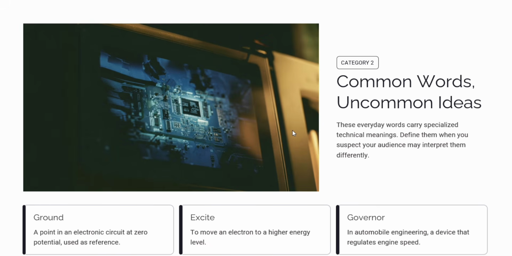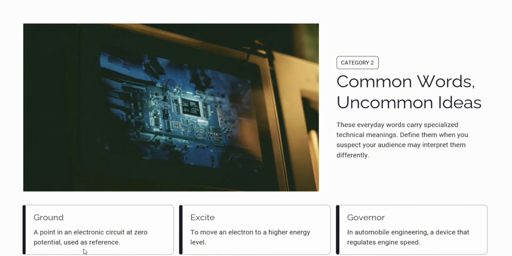These are words that we use every day, but they have specialized technical meaning. Take for instance the word ground. When you hear the word ground, two things will come to your mind. It is either the ground that you are standing on, or it is the ground for electrical engineering. So because we are doing technical writing, you should be able to define ground so that it will carry a single meaning. And the ground here refers to a point in an electric circuit at zero potential used as reference. So the ground we are talking about here is a point in an electronic circuit at zero potential.